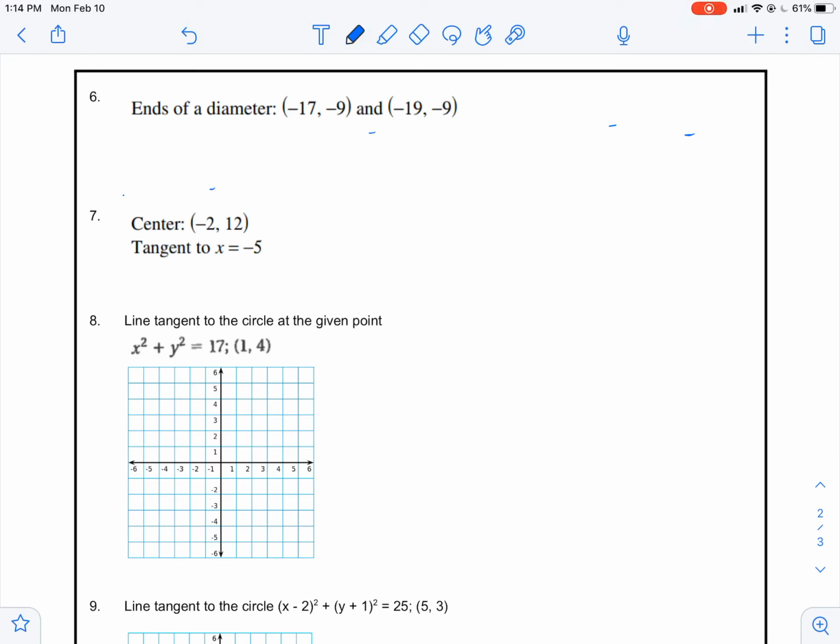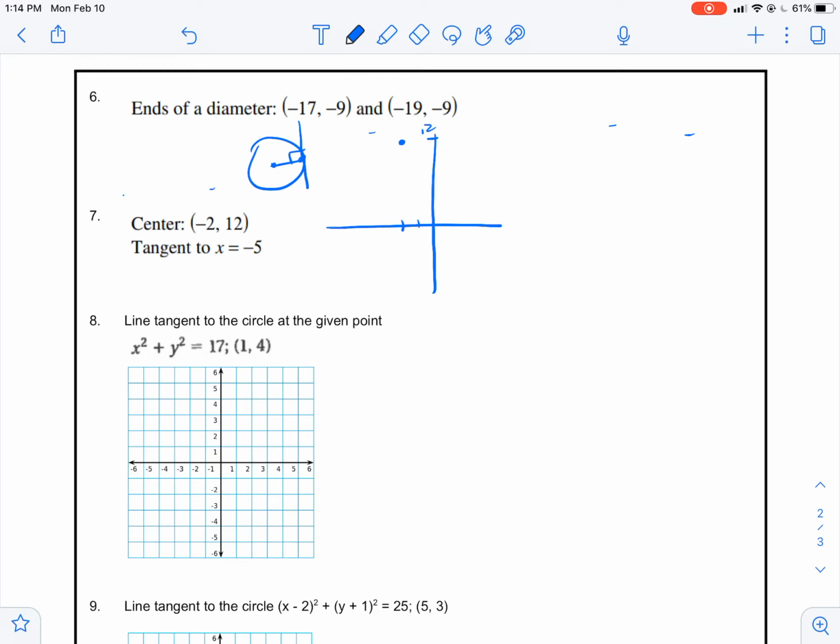Okay, so this one, we're going to be talking about the center, and it is the line tangent to. Now remember what we said tangent to was just that line that comes through and it hits, and it is perpendicular to your radius. So let me just do a quick sketch of what we have here. On this one, I'm not going to do it to scale, but we are at a negative 2, 12. That is the center of my circle.